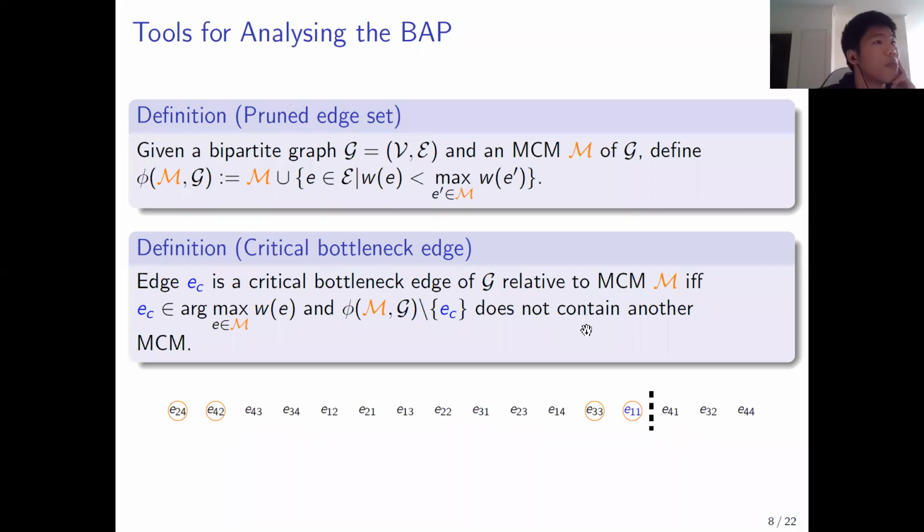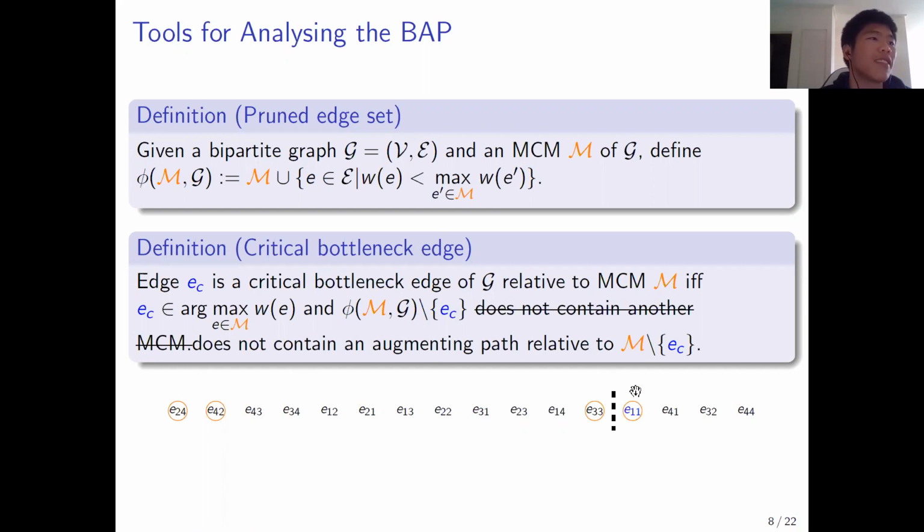Now the only remaining thing on this slide is this statement over here that says the set does not contain another MCM. If I move my dashed line to the right, this set over here does not contain an MCM. Well, this statement is not that straightforward to check. What we want to do instead is replace this statement with an equivalent statement: instead of trying to search for an MCM within this set, we want to search for an augmenting path relative to these 3 remaining circled edges. And I'll explain on the next slide why this thing called an augmenting path allows us to replace this statement.